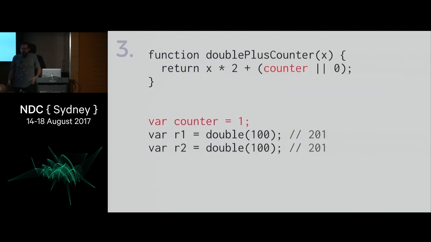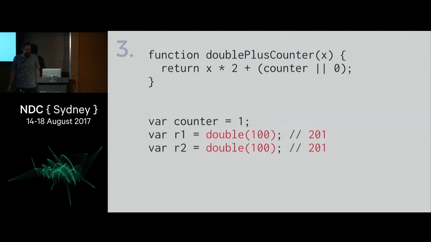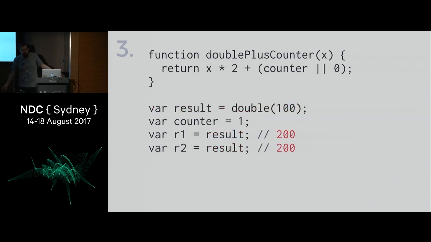Another example, where we're referring to a counter from outside the function. It relies on state. It relies on something external, something not in the function argument, something that can change at any time. So if we make this transformation that we're talking about, suddenly the result is different. We've got 200 as opposed to 201. Not referentially transparent. See why I hate the name?